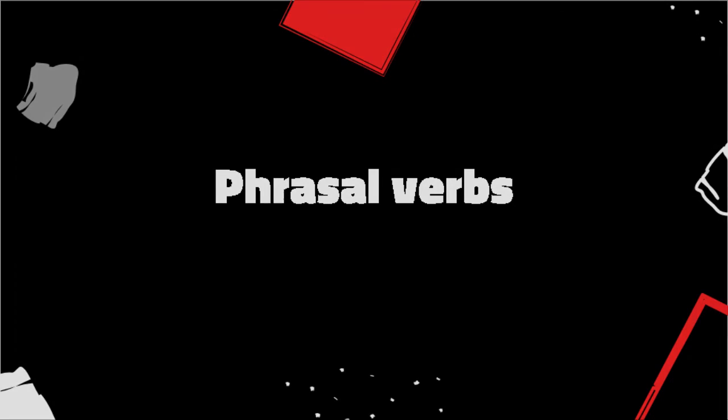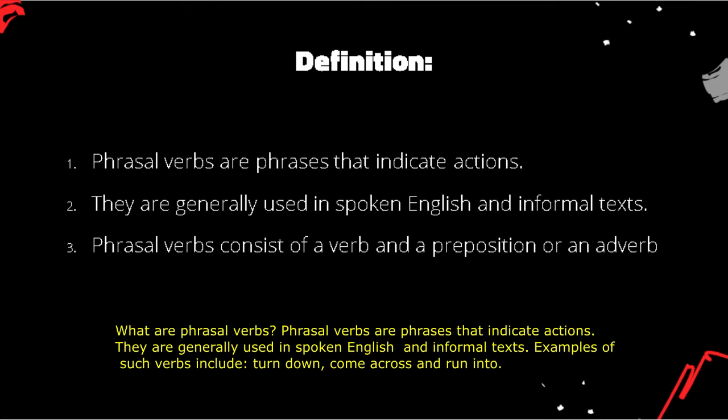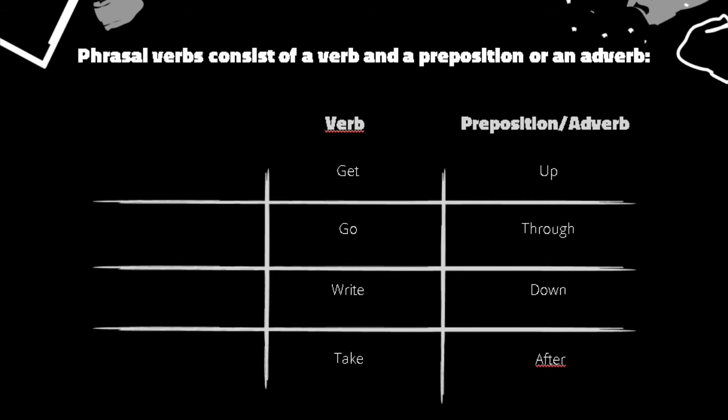What are phrasal verbs? Phrasal verbs are phrases that indicate actions. They are generally used in spoken English and informal texts. Examples of such verbs include turn down, come across, and run into. Phrasal verbs consist of a verb and a preposition or an adverb. Verb, preposition and adverb: get up, go through, write down, take after.